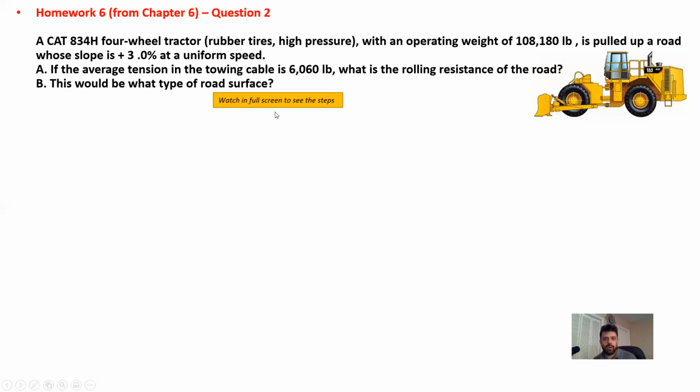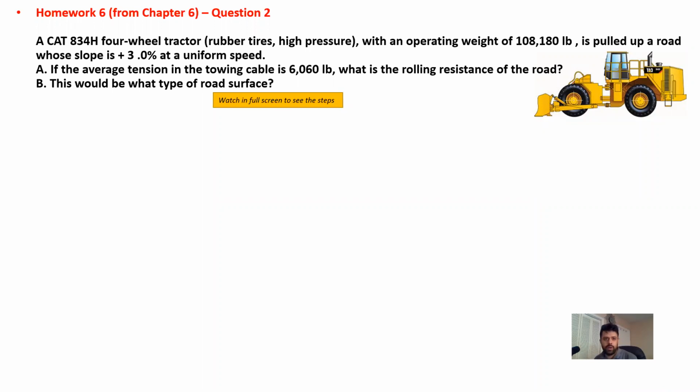So when you're doing these problems, please watch them in full screen so you can easily follow the steps. I have tried to make these solutions as easy to follow as possible.